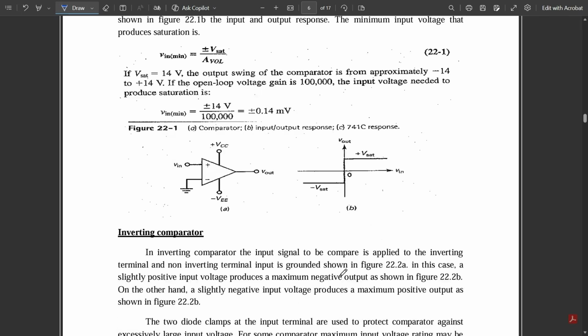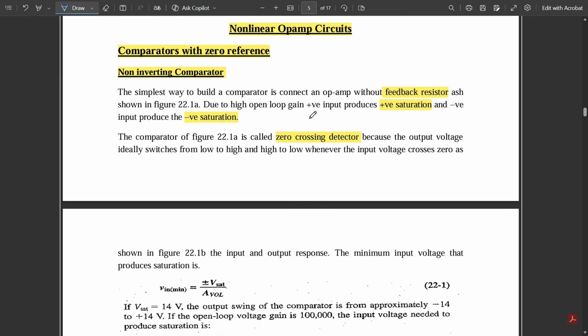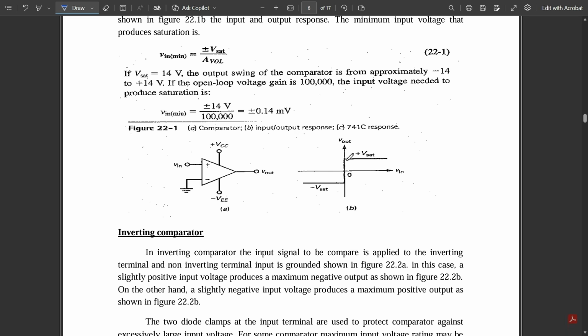This is the relationship between input and output based on the saturation voltage. We see here, initially the saturation voltage would be negative, and when it reaches the origin, we see a sudden change in the saturated value from negative to positive. So as the definition says, due to high open loop gain, positive input produces positive saturation. When V in is positive, you would get V saturation in the positive first quadrant, so that's why you get positive saturation here.